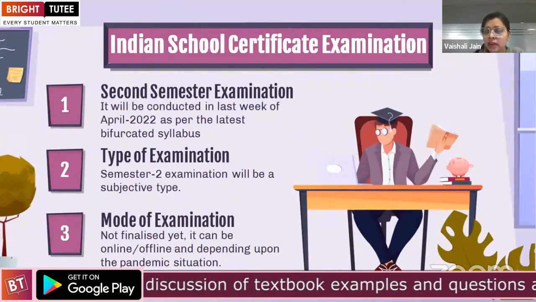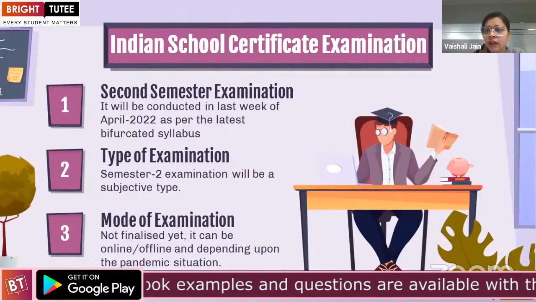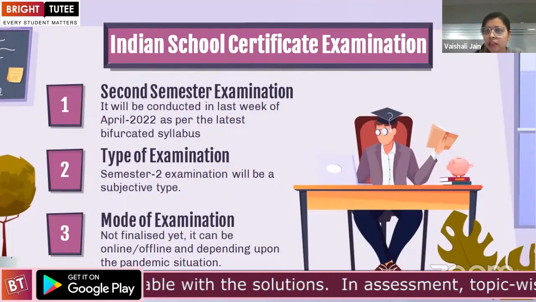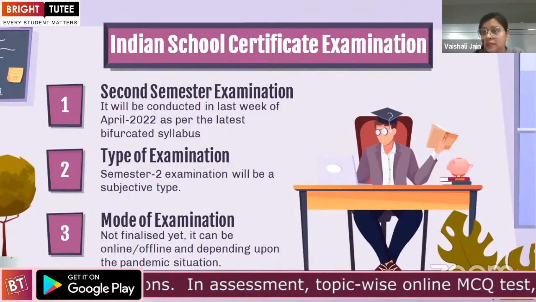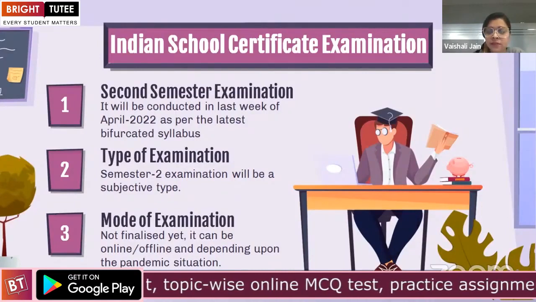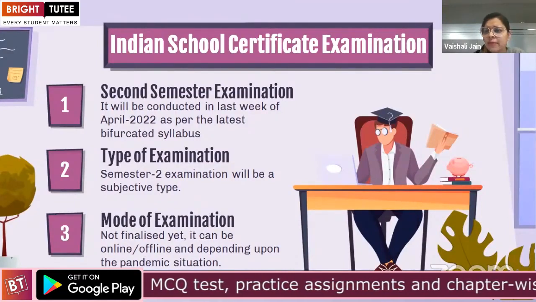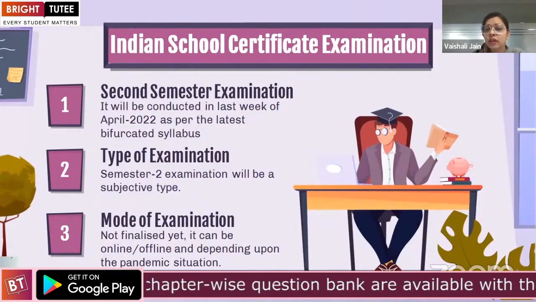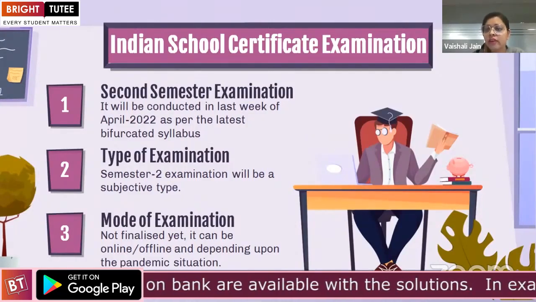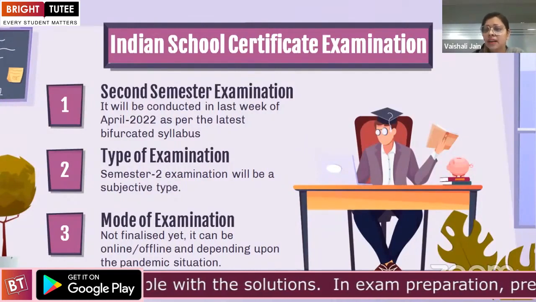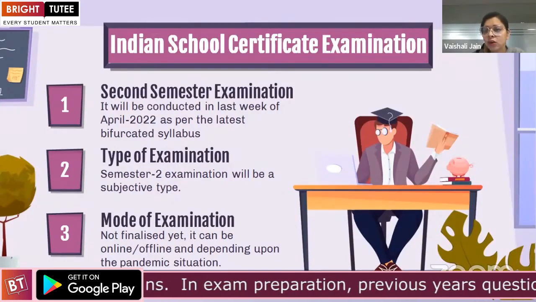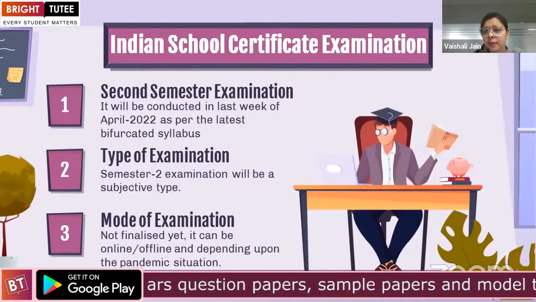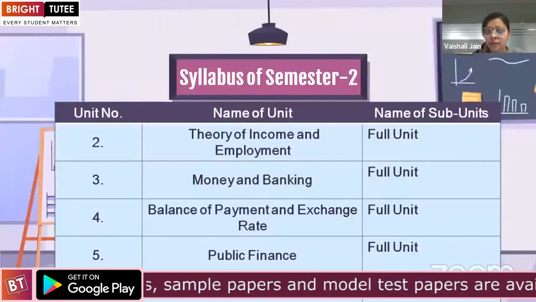So the second semester examination will be conducted in last week of April, as per the latest bifurcated syllabus. The date sheet is yet to come. It will be a subjective type. I hope you know that there is a subjective type paper, and mode of examination is not finalized yet. Yet we are hoping it to be offline only. There are very high chances, provided the pandemic situation is conducive. We cannot comment as of now, but yes, we are expecting it in offline mode. But still, it will depend if the exams will be online or offline.